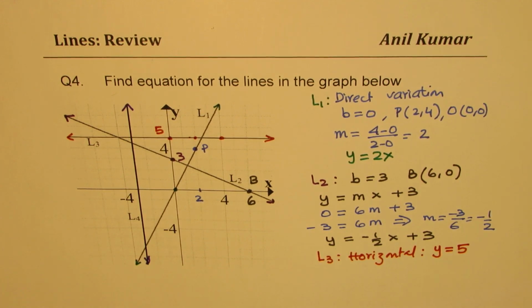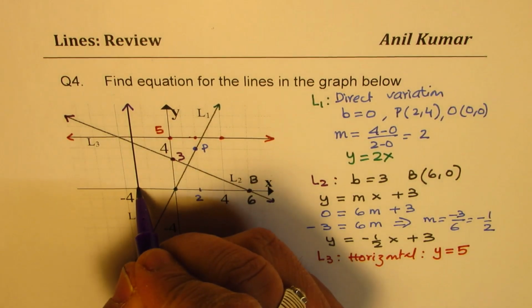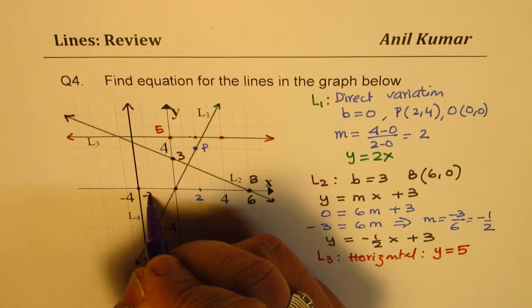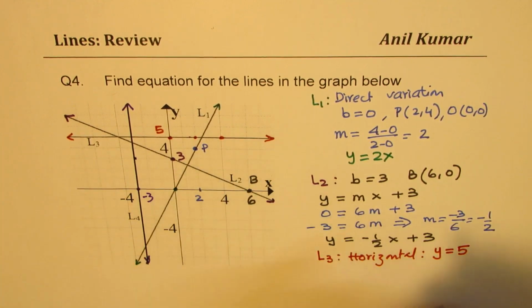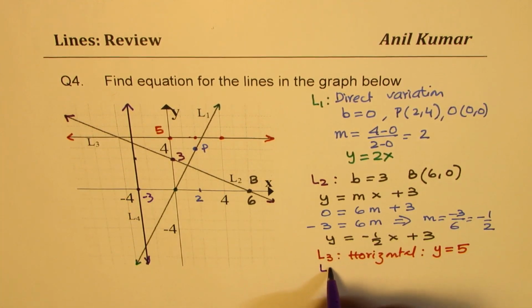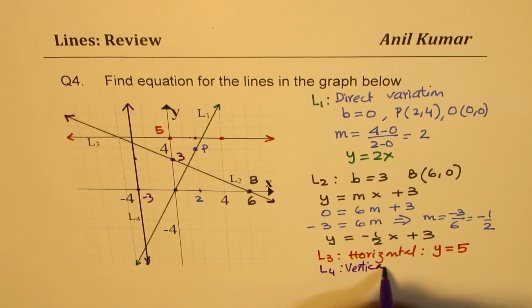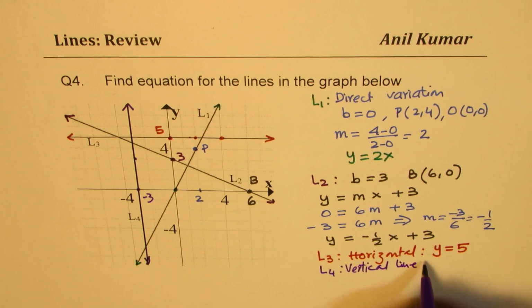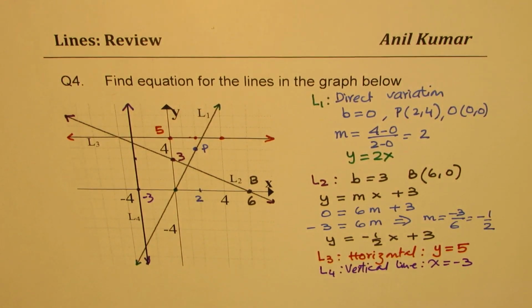Now for a vertical line, we see that the x value is the same. The x value is minus 3 everywhere. So for line 4, which is a vertical line, the equation should be x equals minus 3. Is that clear? So that is how you can easily get the equation of a line from the graph.